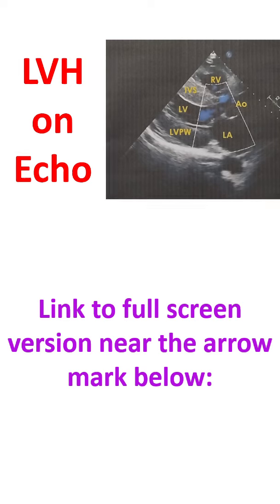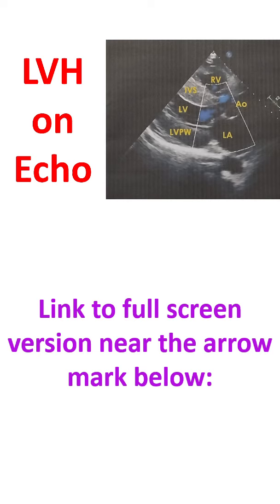Welcome back to a video on left ventricular hypertrophy. Left ventricular hypertrophy could be of three types. One is concentric left ventricular hypertrophy, that is thickening of the walls of the left ventricle without enlargement of the cavity. That occurs in systemic hypertension when it is severe and long-standing, aortic stenosis, and coarctation of aorta.